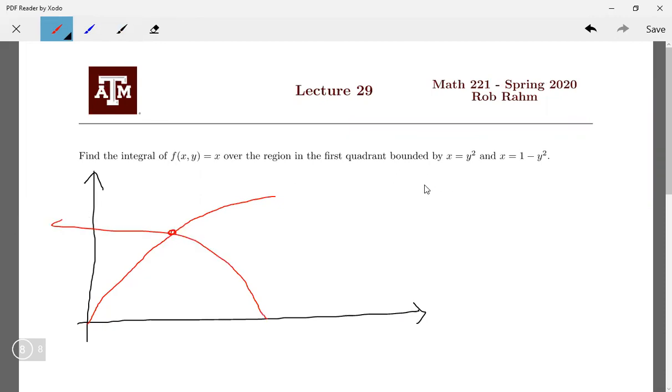To find that intersection point, we need to set y squared equal to 1 minus y squared. That'll give us the y coordinate. And if we just solve this equation, we get two solutions, but we only want the positive solution. So this is just 1 over the square root of 2.